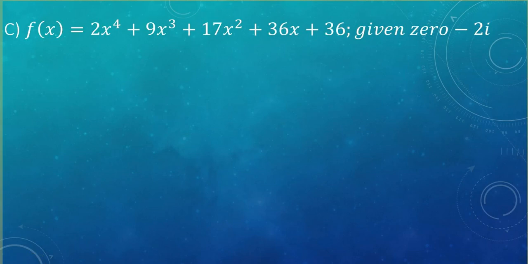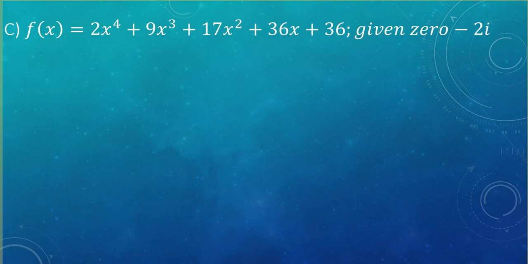So let's continue in unit 4-3, where we are given a polynomial and a zero, and we have to find the remaining zeros. So let's look at this example here, and they told us that we have a zero at negative 2i. And because of what we know about imaginary and complex numbers, they always travel in pairs. So that means that we know we also have a zero at positive 2i.